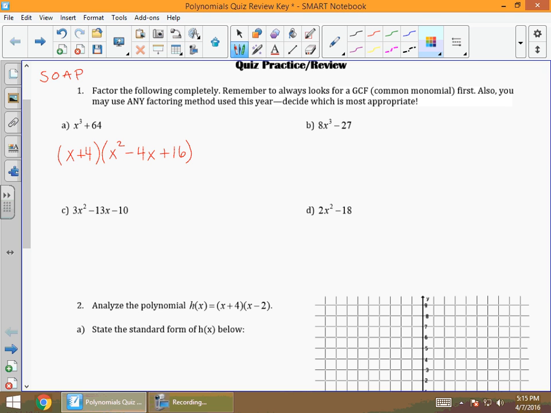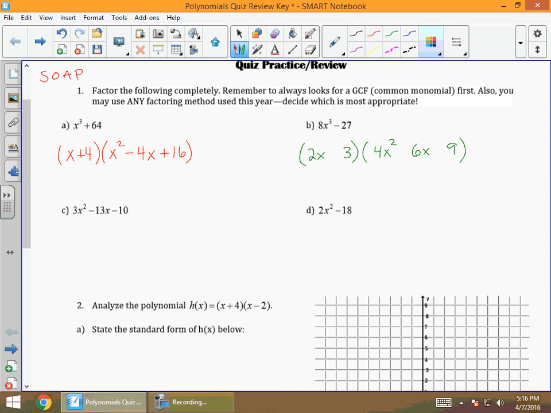Part B, 8x cubed minus 27. 8x cubed is also a perfect cube, as is 27. If I take the cube root of 8x cubed, I get 2x. And the cube root of 27 is 3. Now I will square, multiply, square. Square 2x, I would get 4x squared. Multiply the two things together: 2x times 3 is 6x. And square again, I will square the 3 this time, and 3 squared is 9.